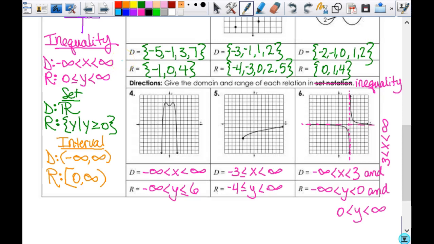Well, that it's all real numbers. Yes, but all real numbers is set notation, right? So how do you do all real numbers in inequality notation? And this is correct, by the way. So I wasn't the only one that went, oh, okay.